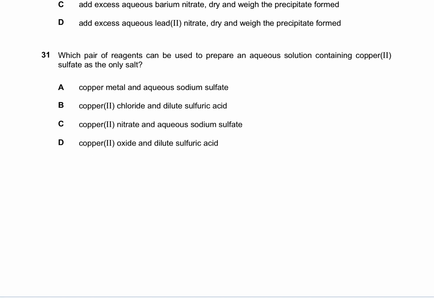Next, question 31. Which reagents can be used to prepare a solution of copper 2 sulfate as the only salt? So this is actually a very straightforward question. It's on salt preparation. I want to form copper 2 sulfate. Once I know what the salt is, I need to know what type. So this one, you must know that it's soluble nonsparingly.